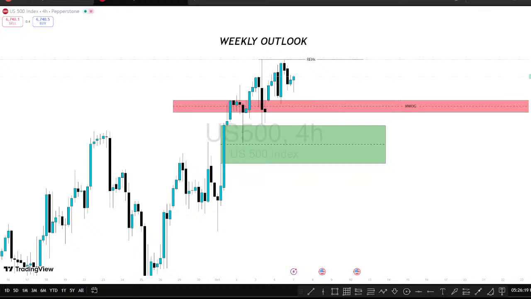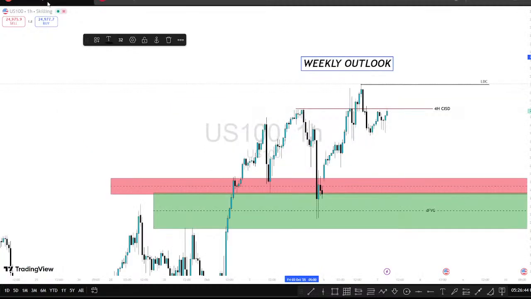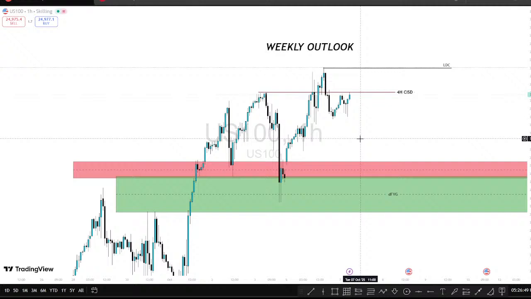So yes, and then I also read somewhere that the NFP might be postponed to October 10th, so I will be very alert for that in case it comes. So I will communicate on my channels how to navigate through that. So yes, that is all for my technical analysis on US100 and US500, and also my fundamental analysis.